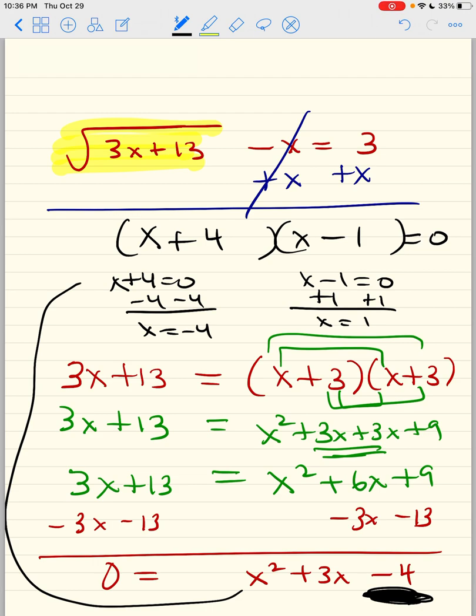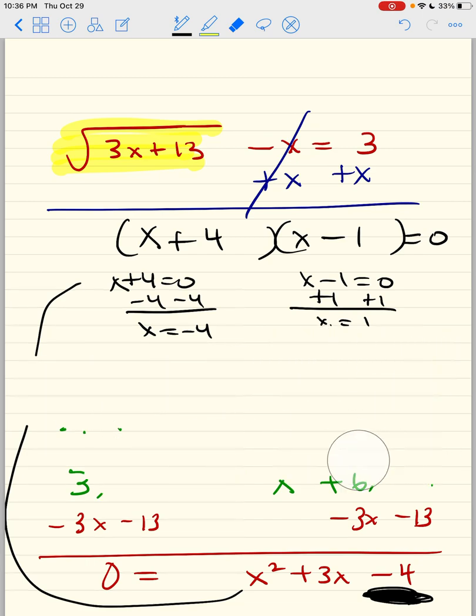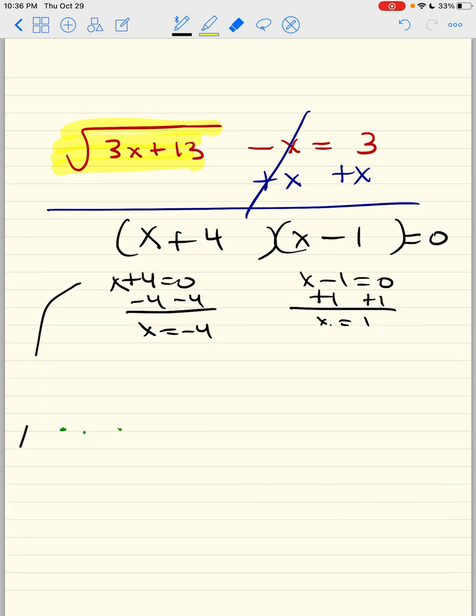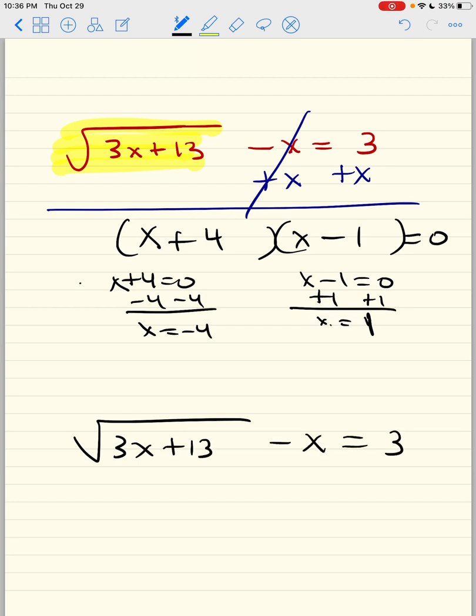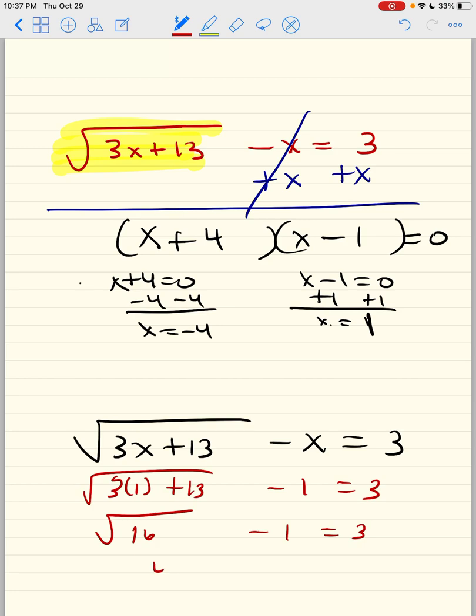So let's see if they work. Let me get rid of this. In order to see if they work, you need to check it with the original problem. So square root of 3x plus 13 minus x, does that equal 3? Let's try 1. 1 is so easy to plug in. 3 times 1 plus 13 minus 1 equal 3. Does the square root of 16 minus 1 equal 3? Does 4 minus 1 equal 3? It sure does. So 1 works.